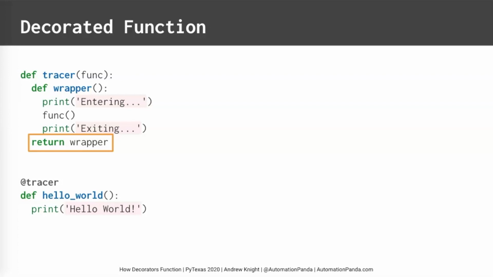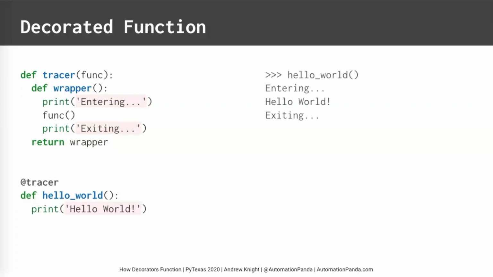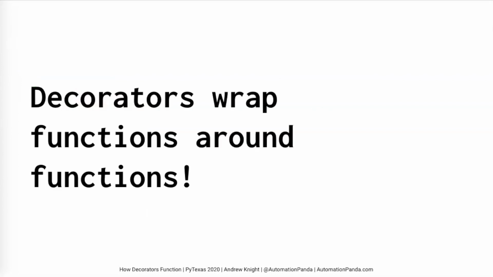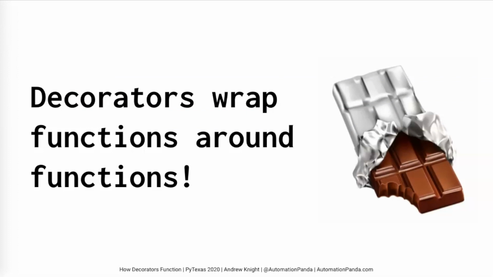Anytime the decorated function is called, it will effectively be replaced by this new wrapper function. So, when we call hello world, the trace statements are now printed too. Wow, that's amazing. That's how decorators work. Decorators wrap functions around functions. Think about them like candy bars. The decorator is like the foil wrapper, and the decorated function is like the chocolate or the candy bar inside.